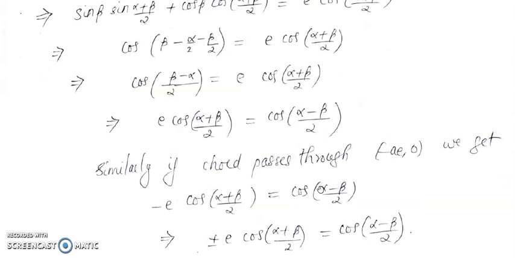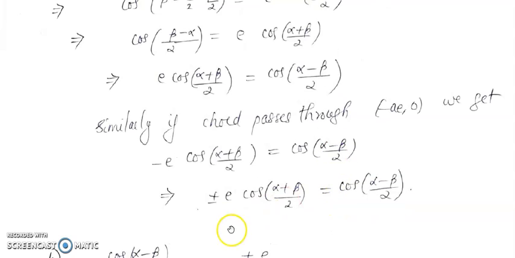Similarly, your chord can pass through the point minus a, 0. So if it passes through minus a, 0, you will get minus e cos alpha plus beta by 2 equal to cos alpha minus beta by 2. So combining both, you will get plus or minus e cos alpha plus beta by 2 equal to cos alpha minus beta by 2. So this is the required identity. So we got the first identity.